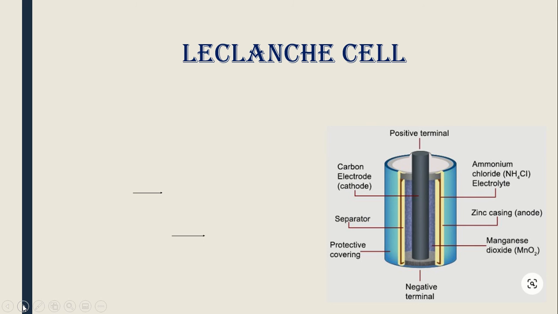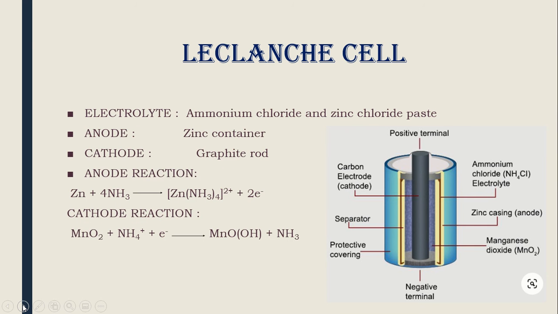Leclanché cell is an example of a dry cell, and as you can see over here, this has got a cathode which is a graphite rod, and the anode is a zinc container that serves as an anode, and we have electrolyte as a paste of ammonium chloride and zinc chloride. At the cathode, gain of electron takes place, so it's a reduction reaction, and at the anode, oxidation reaction takes place.